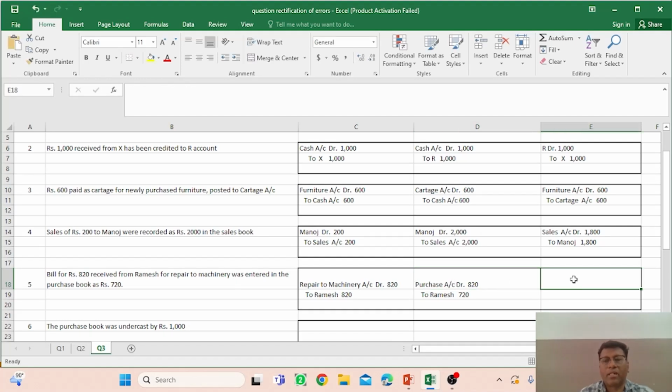So there was an amount of 820. Okay. You are writing it in the purchase account, but you see that the purchase book is given to you. So the entry was wrongly debited in the purchase account also. It was made for 720 rupees.